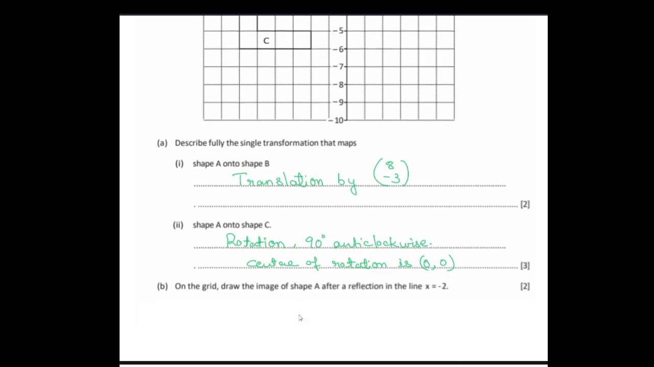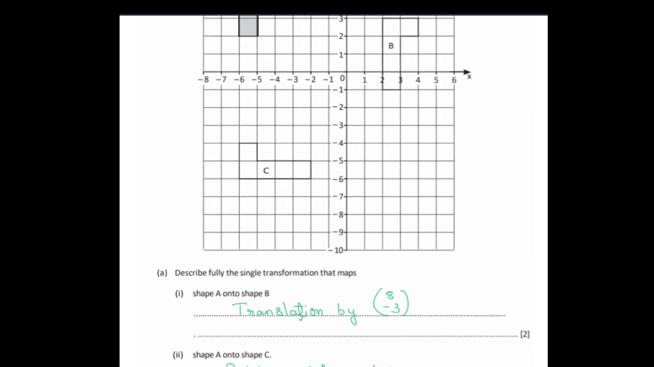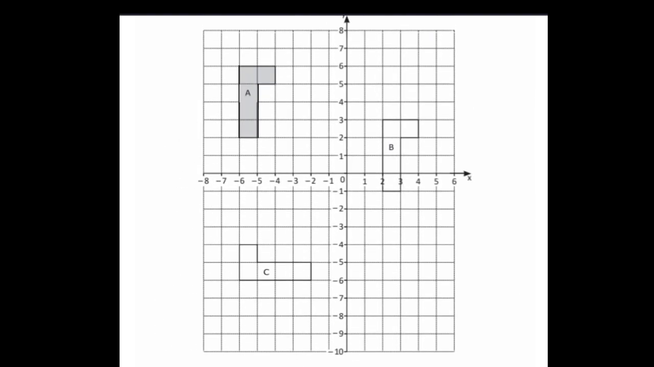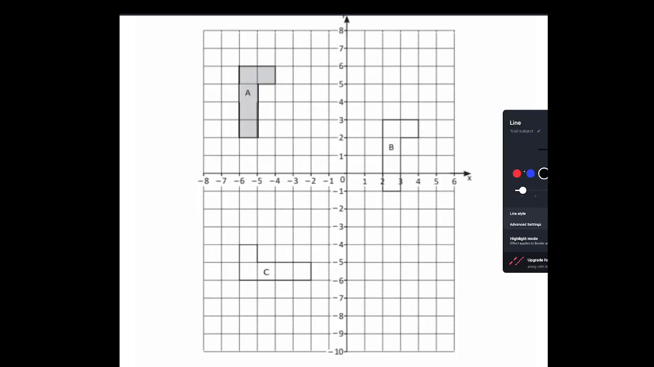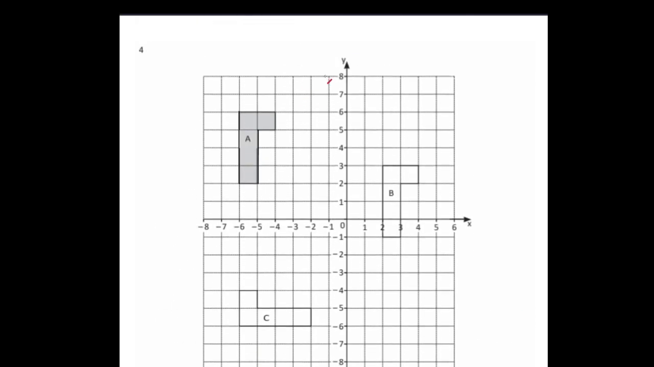Question number B. On the grid, draw the image of shape A after a reflection in the line x is equal to -2. So a reflection needs to be done here. They gave us the reflection line, and that is x is equal to -2. -2 is here. Draw a dotted line, you can draw. I don't have a dotted line here to show, but you can make a dotted line. Now this is the line of reflection. This is x is equal to -2.